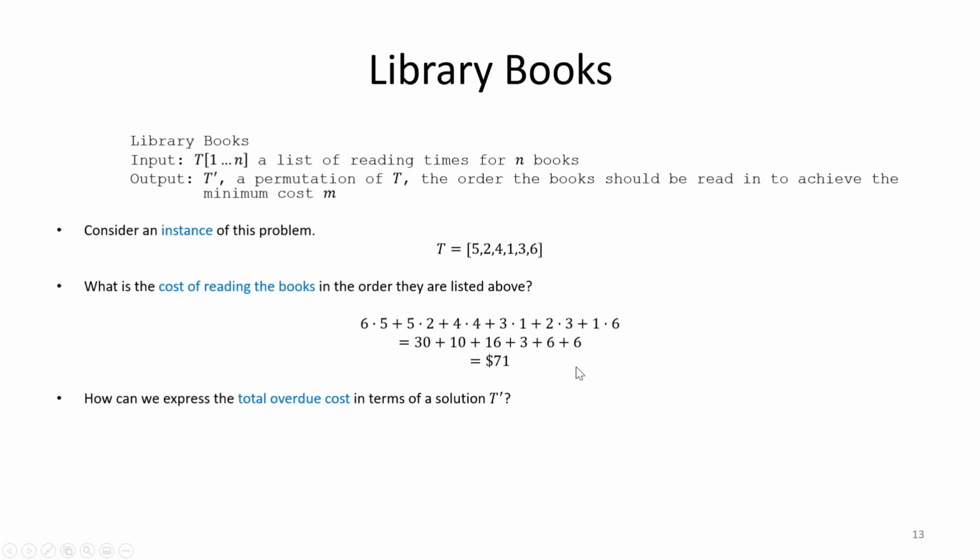Now that wasn't the purpose of exploring this here. The purpose was because I want to know what the total overdue cost would be, not for this, but for an arbitrary input. I want to be able to write it down. Okay, now there's 2 things we'll notice in this. We've got a sum here. So if we're writing it down, the first thing we should write is a big summation sign, right? We've got a sum. And then a sum of what?